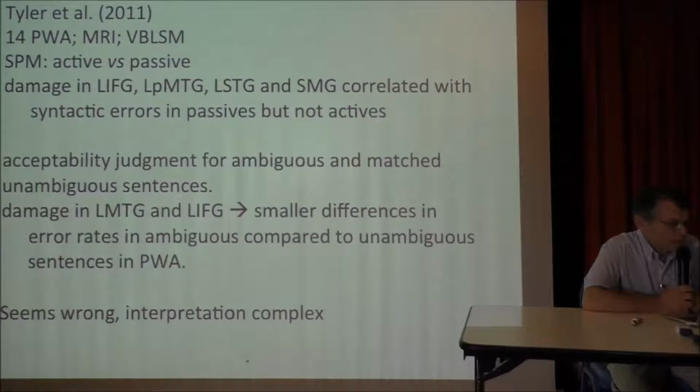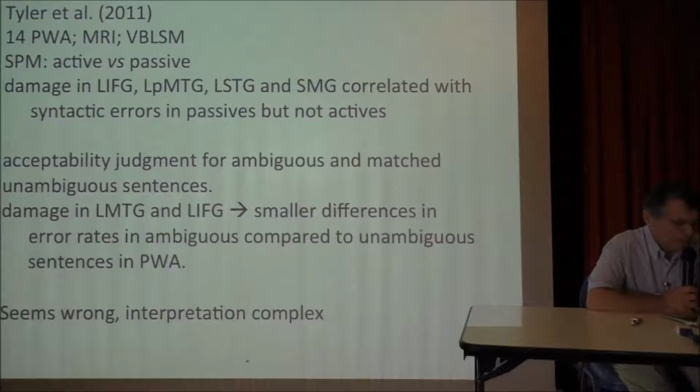They also looked for the correlation of lesions in these perisylvian ROIs with a syntactic acceptability judgment for ambiguous and unambiguous sentences. So these were garden path sentences. I think that they were reduced relative clauses, but actually at the moment I can't remember. And they found that damage in the left middle temporal gyrus and inferior frontal gyrus was associated with smaller differences in error rates in ambiguous compared to unambiguous sentences in people with aphasia.